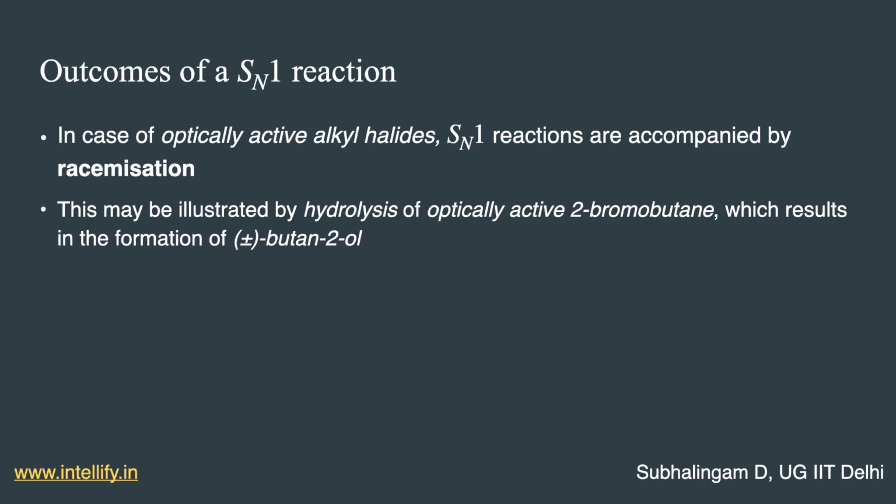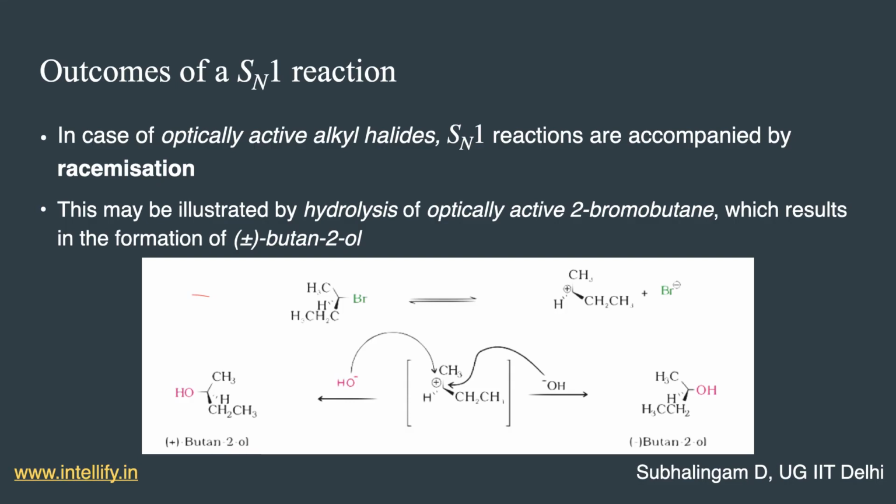This may be illustrated by hydrolysis of optically active 2-bromobutane. 2-bromobutane hydrolysis is SN1 because the solvent is polar protic. So it results in formation of (±)-butan-2-ol. So this is the reaction mechanism. What happens exactly? We get a carbocation, it is planar, the attack happens from any side, and we get inversion and retention of configuration, both in equal concentration, and hence we get a racemic mixture.